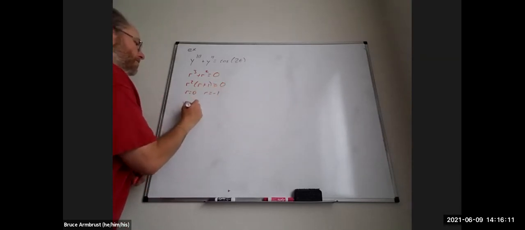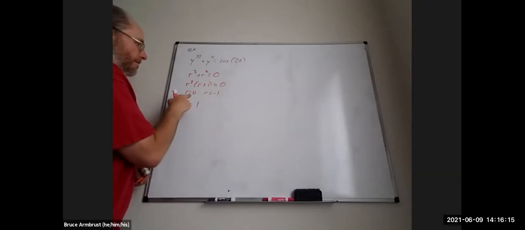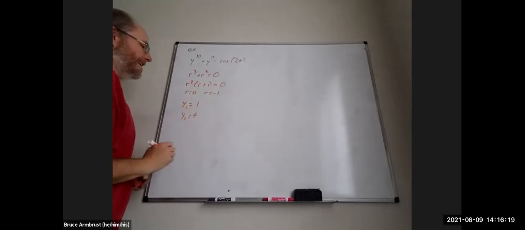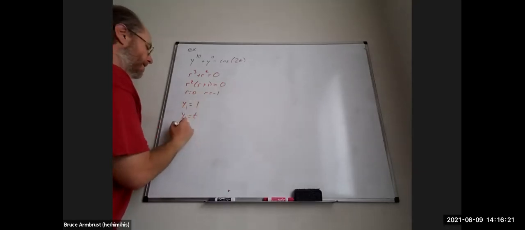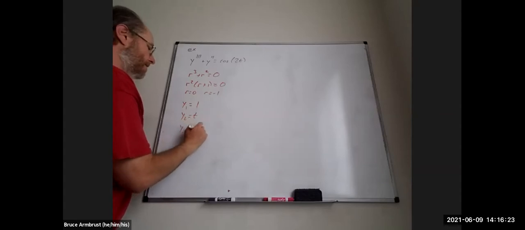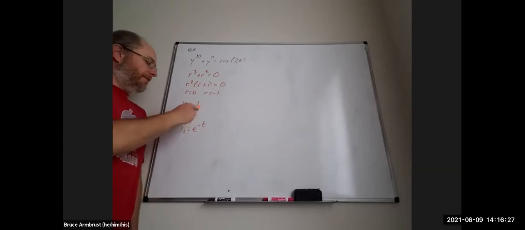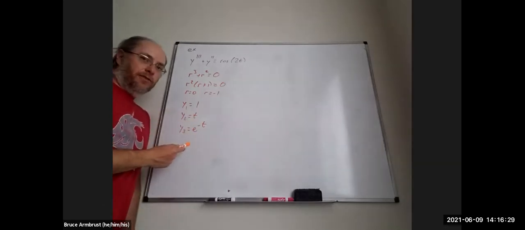So our solutions are going to be 1 from the 0. It's repeated, so the second one is t. And then the -1 gives us e to the minus t. So here is a fundamental set of solutions to the homogeneous.